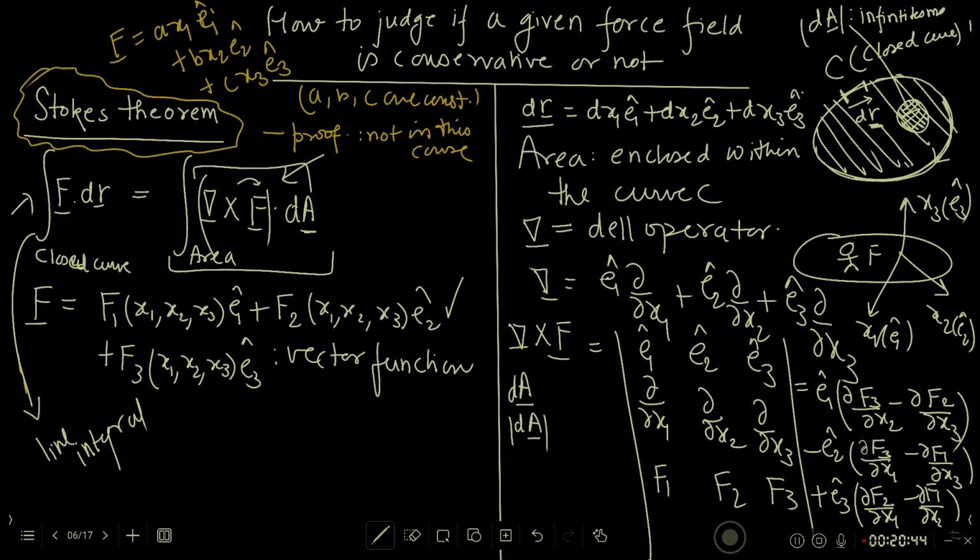Infinitesimal area. So dA is this magnitude, which is infinitesimal area, and En. What is En? Outward normal, unit vector.